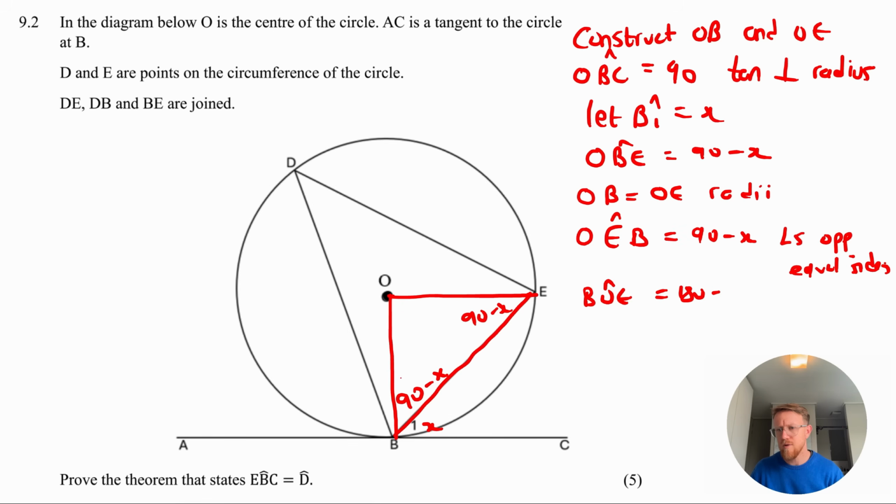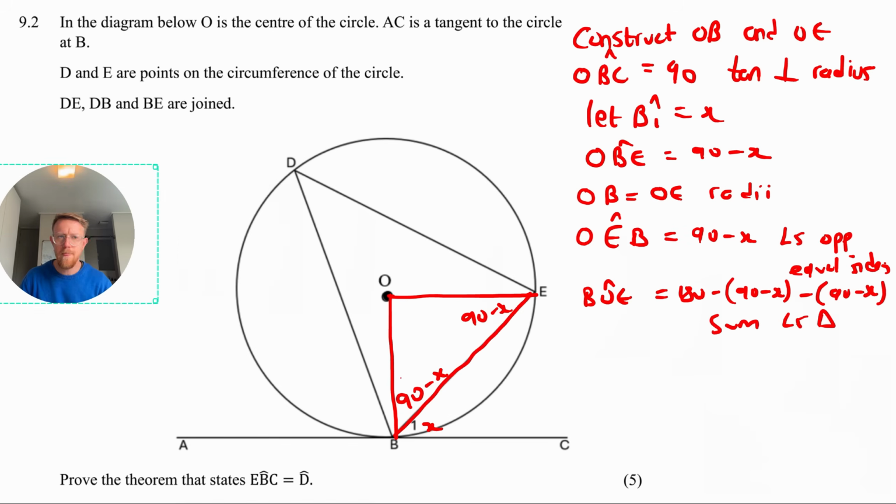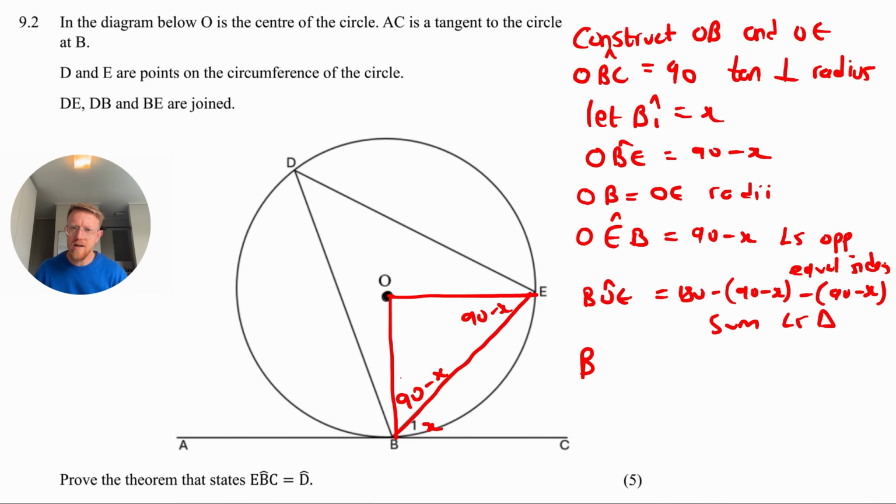Or we should put that in brackets. Minus 90 minus x, and that is just because of some angles of a triangle. And so if you had to go work out BOE, you should end up with 2x eventually. So this is 2x. Okay. Now, oh no, I wanted those.